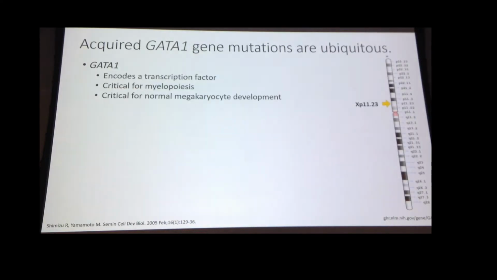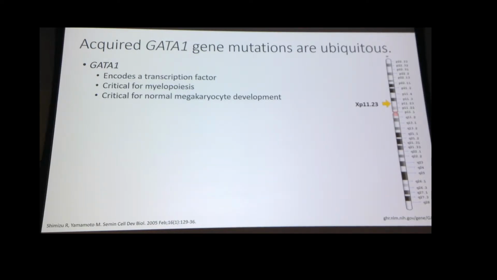But while these are absent, something else is quite common. Acquired mutations in the GATA1 gene are ubiquitous among kids with both TAM and MLDS. So what is GATA1? Well, it encodes a transcription factor. It's critical for myelopoiesis, especially the formation and differentiation of erythrocytes and megakaryocytes.